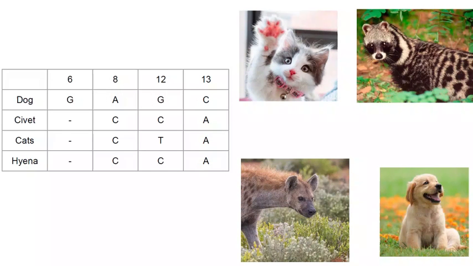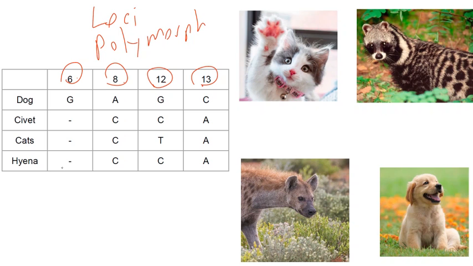We'll consider these 4 critters again: dog, civet, cats, and hyenas, and we'll consider 4 positions, 4 loci in a gene. We'll cherry pick out 4 polymorphic positions, 4 polymorphic loci. So in this particular gene, we'll look at the 6th position, the 8th, the 12th, and the 13th. These are 4 polymorphic loci. We'll use a dash to represent an indel. So there's an indel here, and then everything else is coded with A, T, C's, and G's.